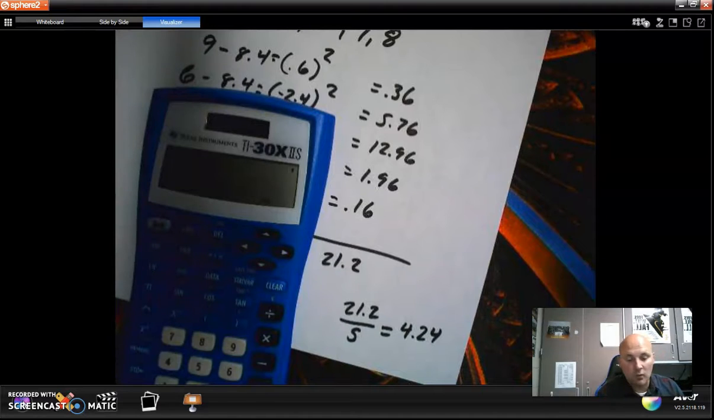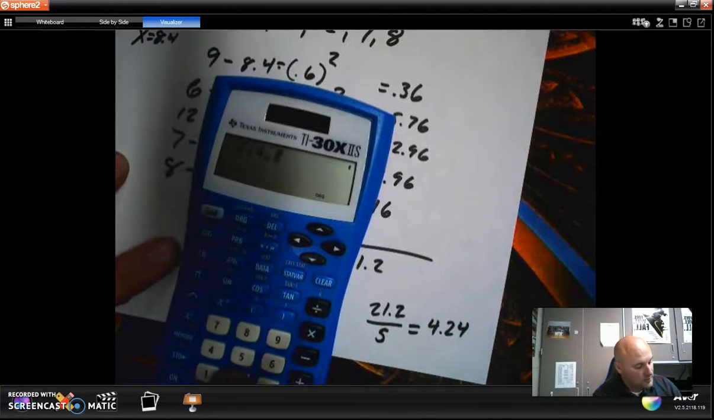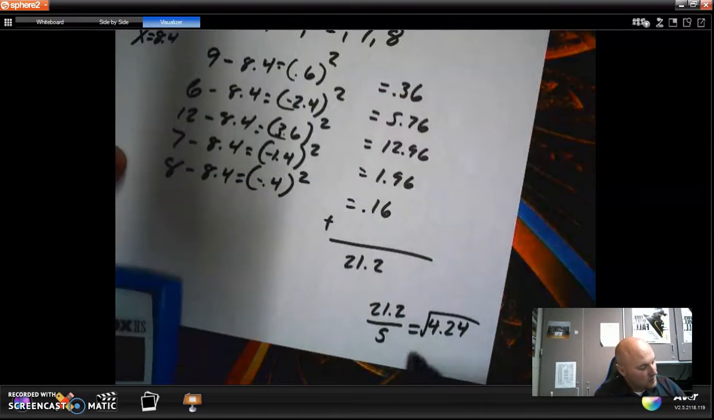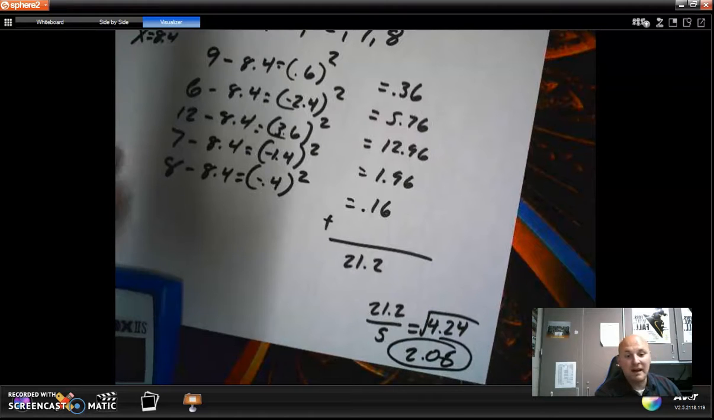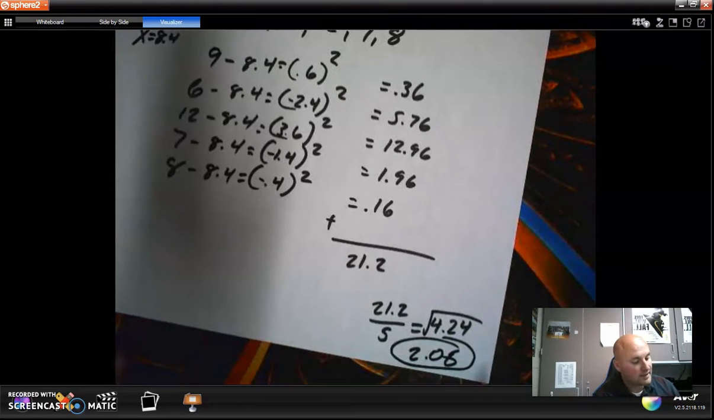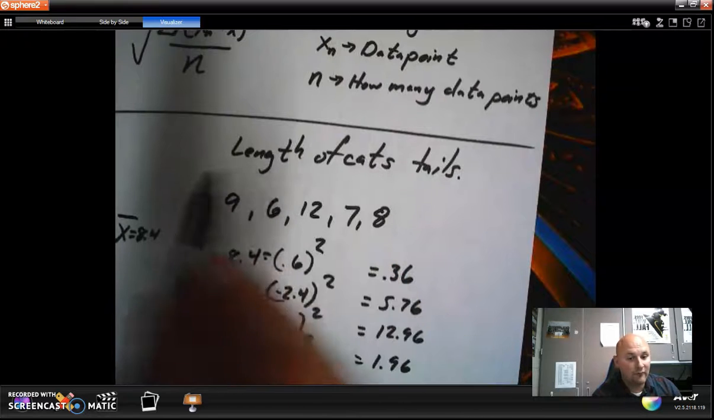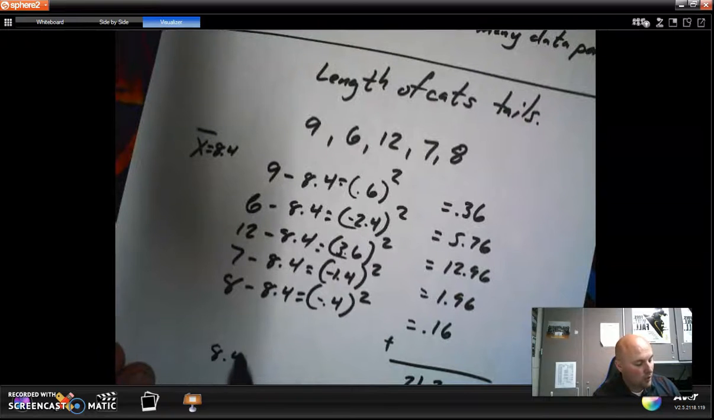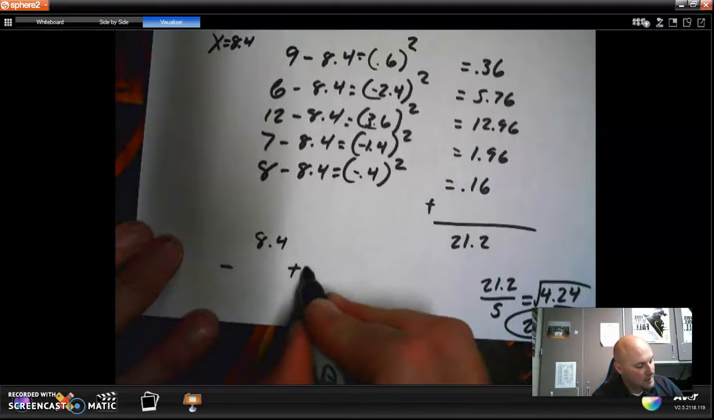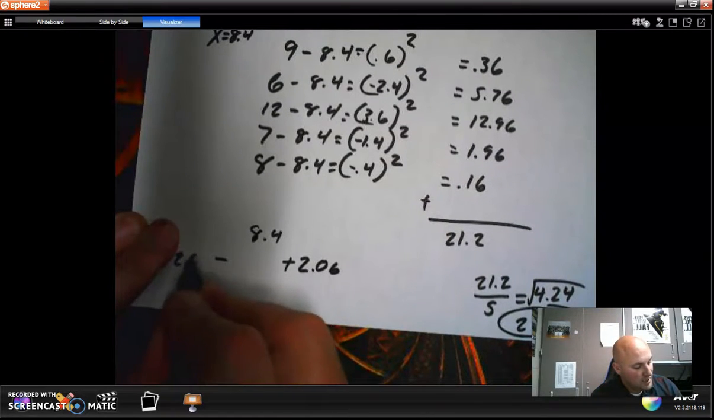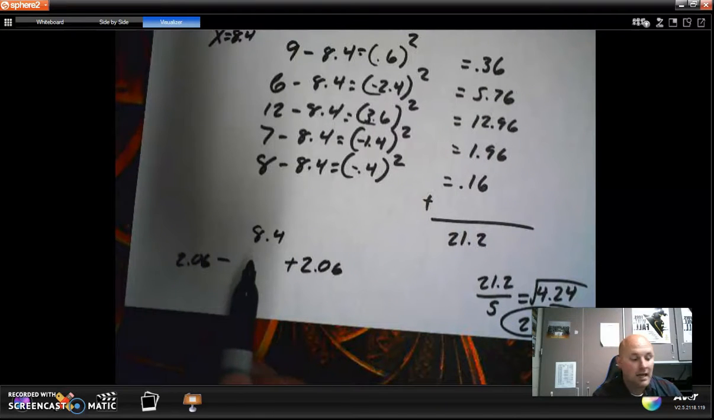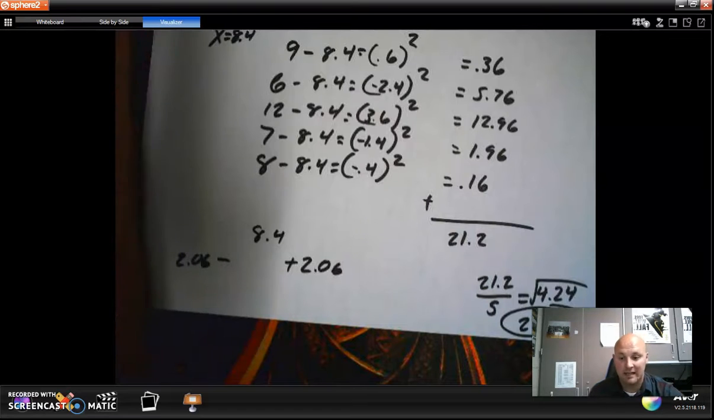So the second function, x squared, on the calculator. I go 4.24, I hit enter, and I get 2.06. So roughly 2.06 is my standard deviation. That means the average tail length of our cats is 8.4 plus or minus 2.06 inches. So in order for that cat to be average, it has to have a tail length of roughly 8.4 inches plus or minus 2.06.